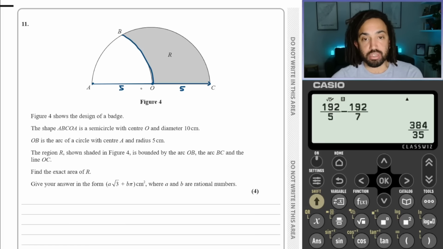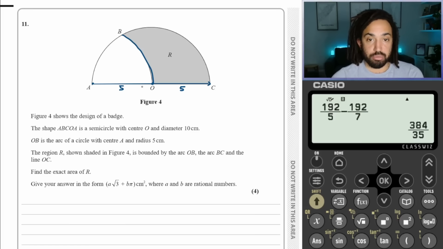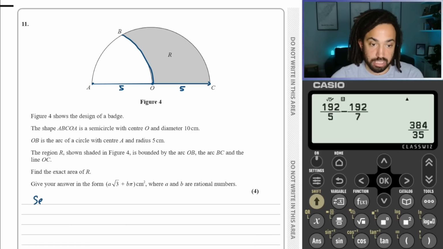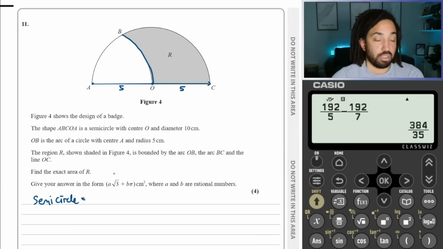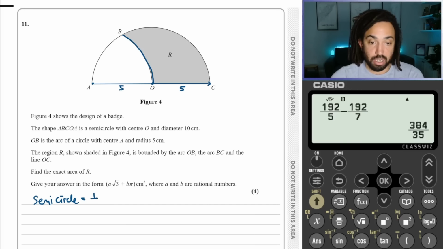Okay, so how are we going to start here? Well, I tell you what we're going to do is we're going to work out the area of the semicircle. That seems like a good place to start. So the whole shape here is going to be a half, because it's a semicircle, pi multiplied by r squared, and the semicircle has a radius of 5, so 5 squared, which gives us 25 over 2 pi.